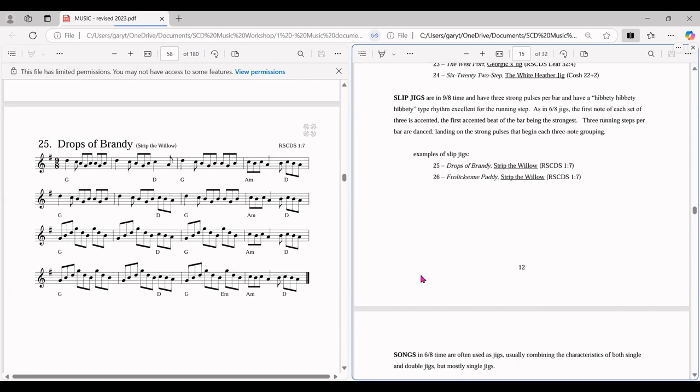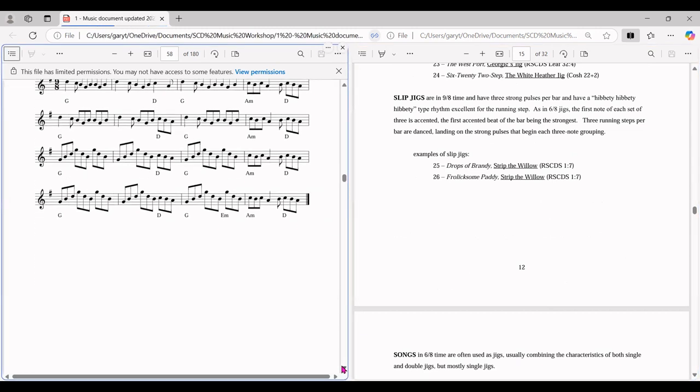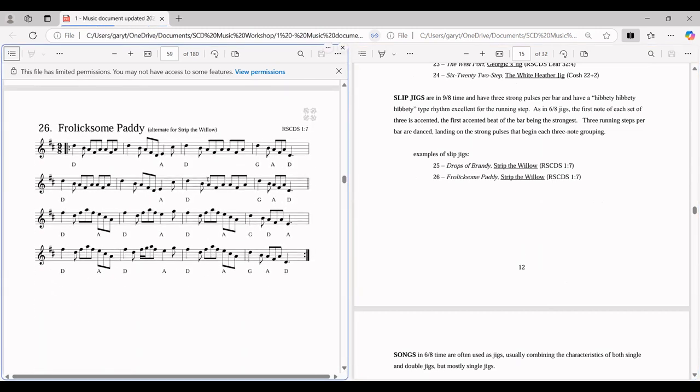So we won't be doing very many skip change of step or pas de basque to that music. The RCDS has published this wonderful second tune, and I'd like you to hear 8 bars of number 26, Frolicsome Patty. And I should have cued it in 3 instead of 2, sorry. 4, 5, 6.